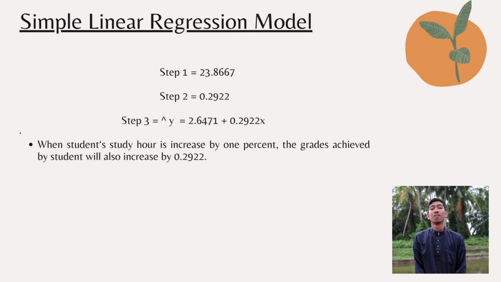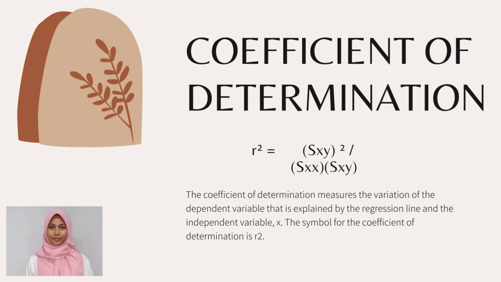23.8667. For step 2, we get 0.2922. For step 3, we get 2.6471 plus 0.2922. And we can conclude that when students' study hours increase by 1%, the grade achieved by students will also increase by 0.2922%. Thank you.